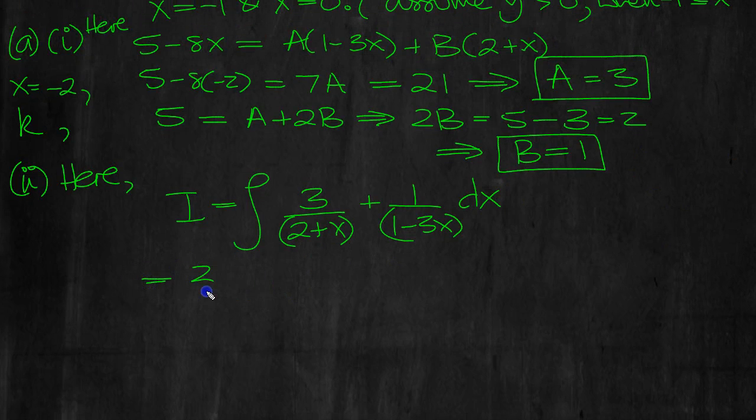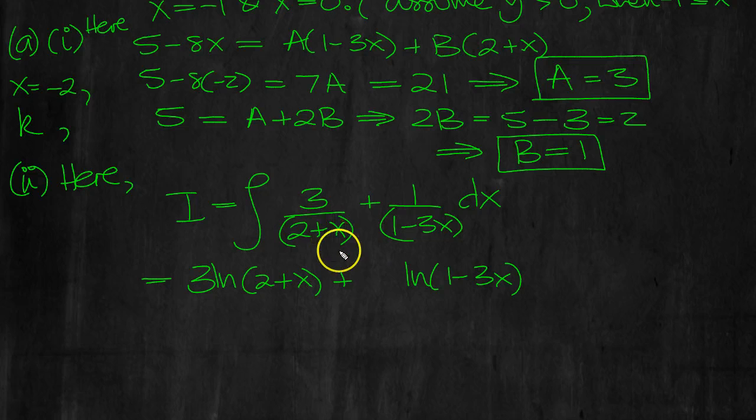So this is equal to 3 ln 2 plus x plus, when you integrate this, this is also a log, it's going to be log 1 minus 3x. Here the minus 3 comes out, so we need a minus 1/3, don't we, to counteract it when we differentiate, and it gives us this. So there's our value.